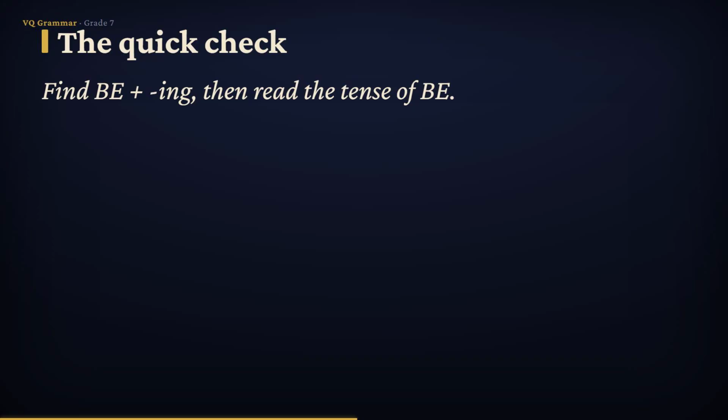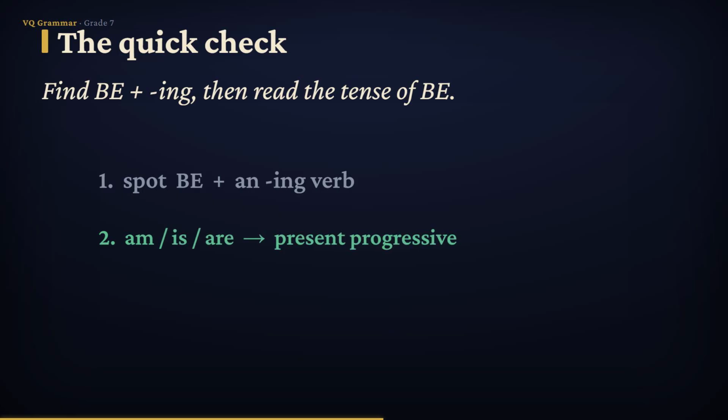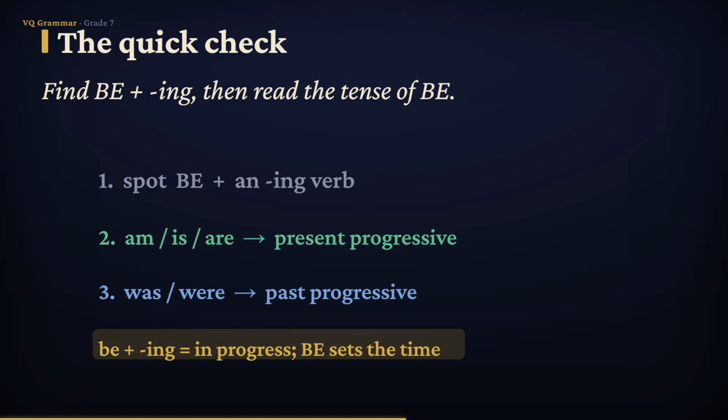Let's boil it down to a quick check. First, look for a form of be sitting next to an ing verb. Together, they build a progressive verb. Second, check the be verb. If it's am, is, or are, you have the present progressive, an action in progress now. If it's was or were, you have the past progressive, an action that was in progress earlier. Be plus ing shows the action unfolding. The be verb tells you when. Ready to practice a few together?